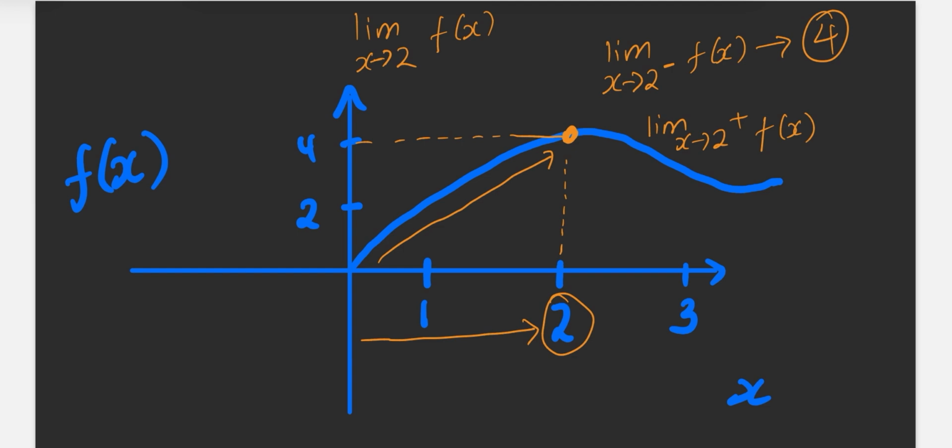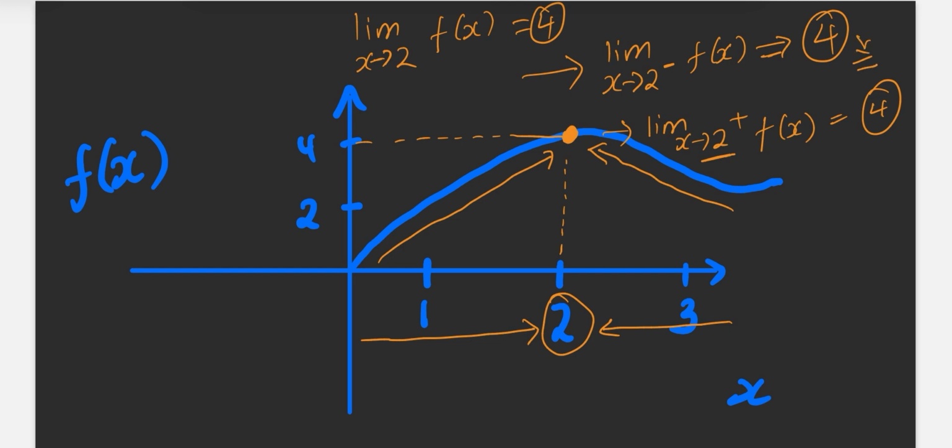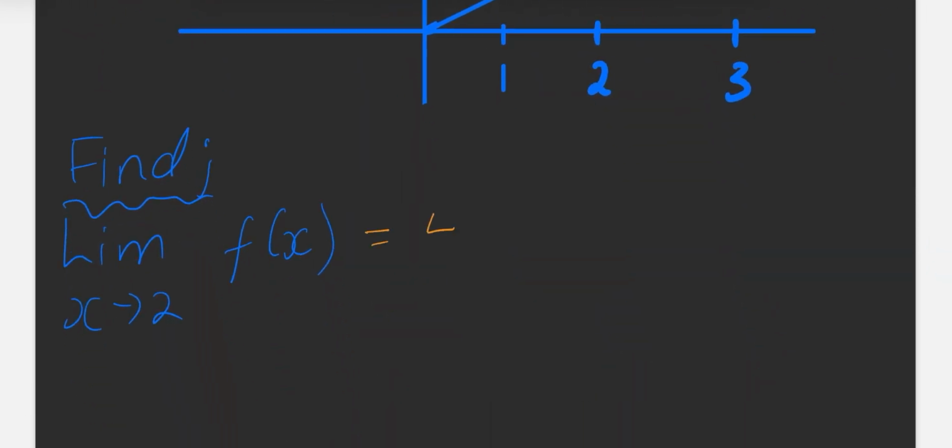Let's look at the limit as x approaches 2 from the right-hand side. As the x values get closer and closer to 2, again, we see that the y values are getting closer and closer to 4. Which means that the limit as x approaches 2 will be 4, and this is because the left-hand side limit and the right-hand side limit are equal to each other. So here, this limit will be 4.